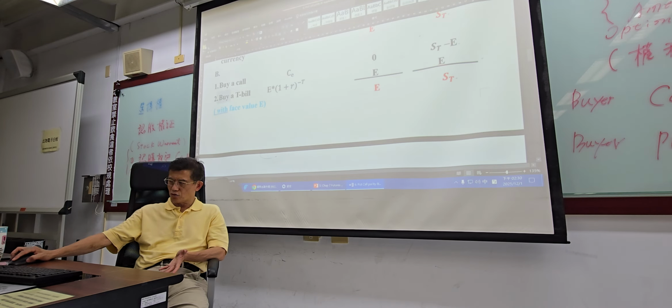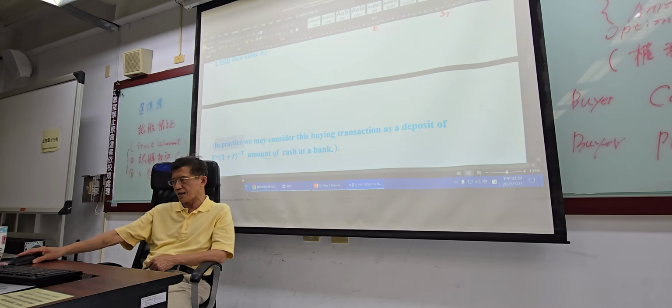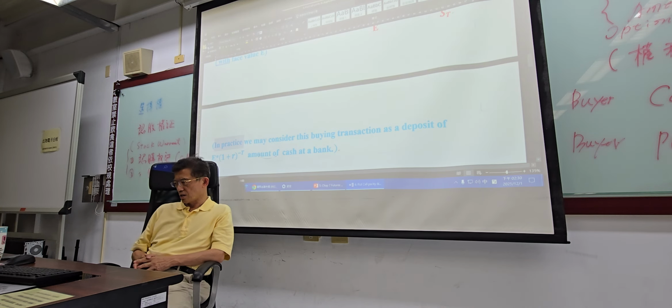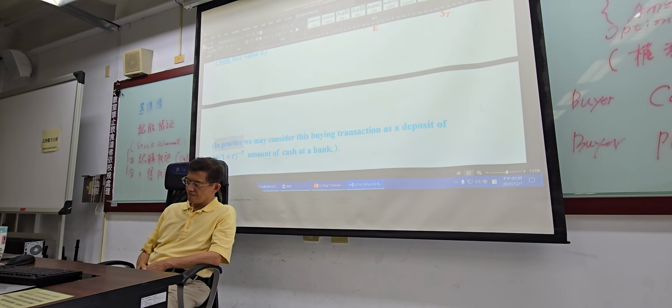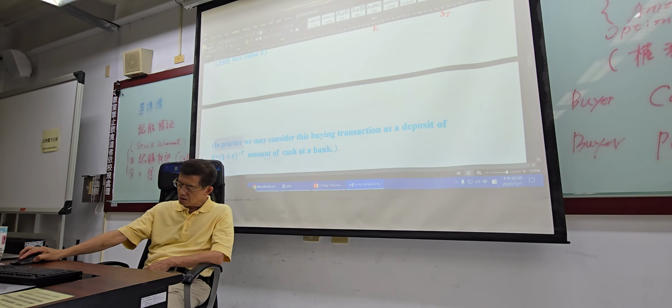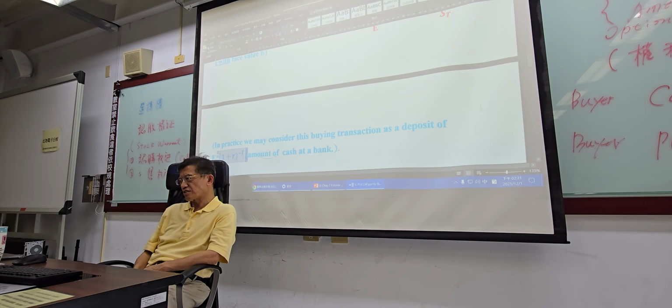So what does buying a treasury bill mean in reality? In practice, we may consider this buying transaction as a deposit of this amount: exercise price times 1 plus R powered by minus T. Everybody knows this factor. This factor is our discount factor.